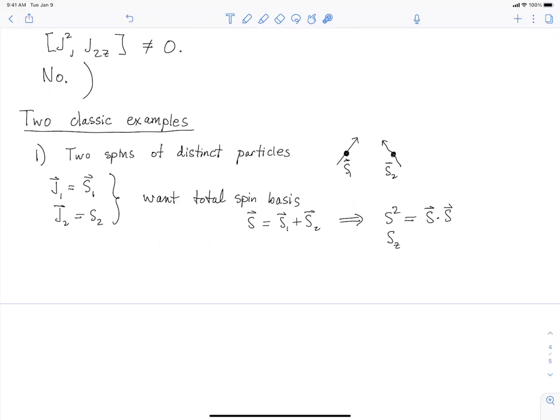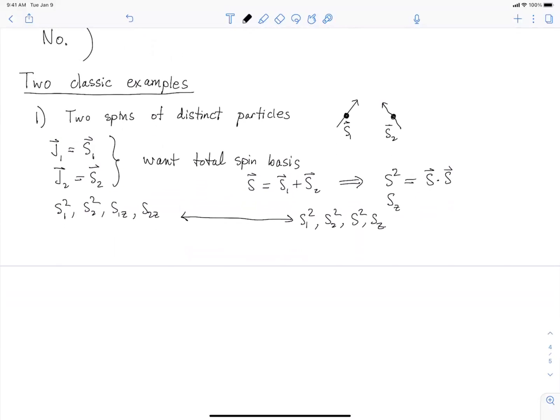So what we'll want to do is write the eigenstates of the basis with S1 squared, S2 squared, S1z, S2z in terms of the basis with S1 squared, S2 squared, S squared, and S sub z. We want to be able to translate between those two bases. Notice in this example, S1 squared and S2 squared are just completely fixed anyway. They never change. The magnitudes of spins never change. And so there's really nothing to do when we worry about these two operators. They're just completely fixed. They might as well be numbers.